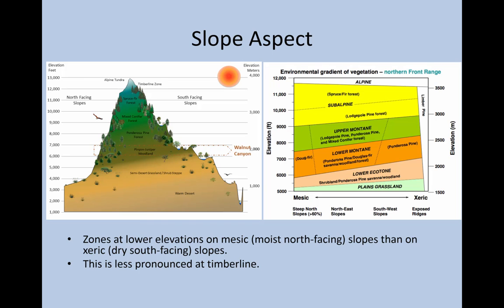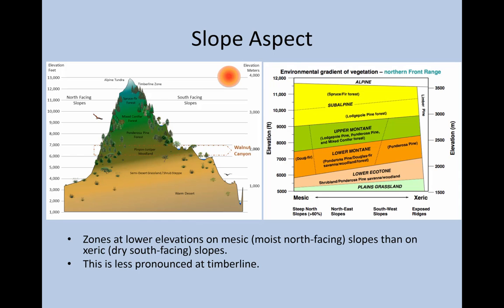So if we were to go up Boulder Canyon from Boulder, for instance, we'd start seeing that lower ecotone, that transition from grassland to ponderosa pine, happening more quickly on the north-facing slopes than on the south-facing slopes. And we'd see similar patterns in terms of where we would encounter the transitions between the lower montane and the upper montane and the subalpine, and so forth, all taking place at lower elevation on these mesic slopes than on those xeric slopes. This, however, is a lot less pronounced at timberline.